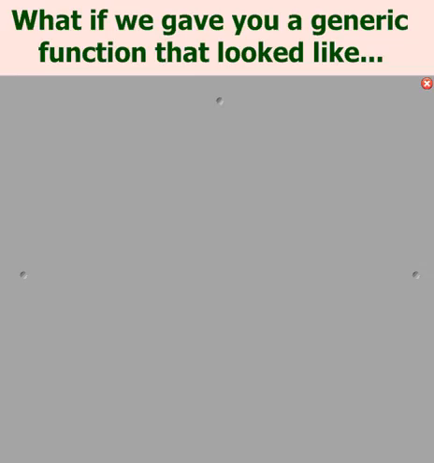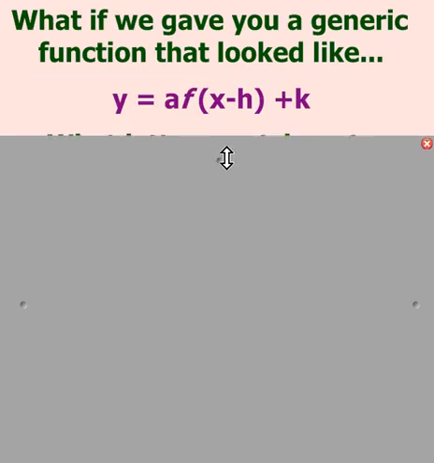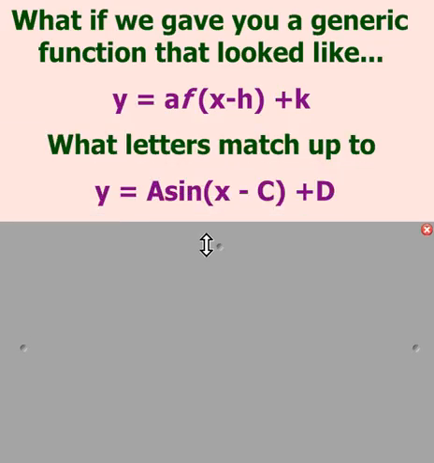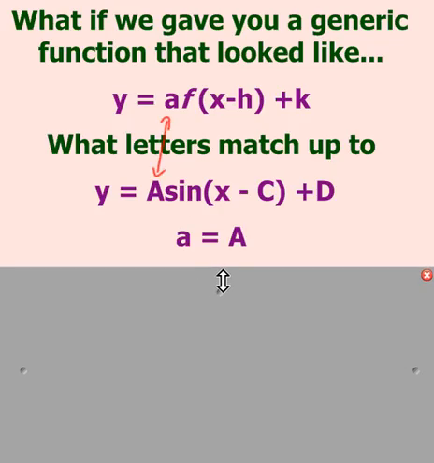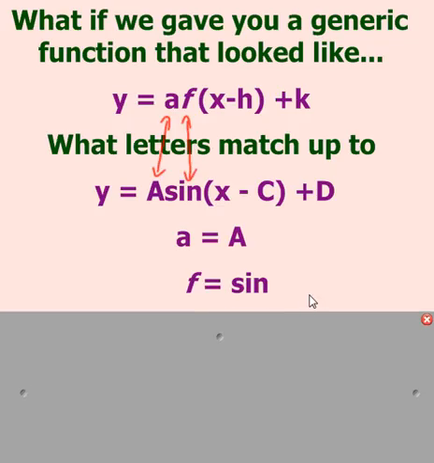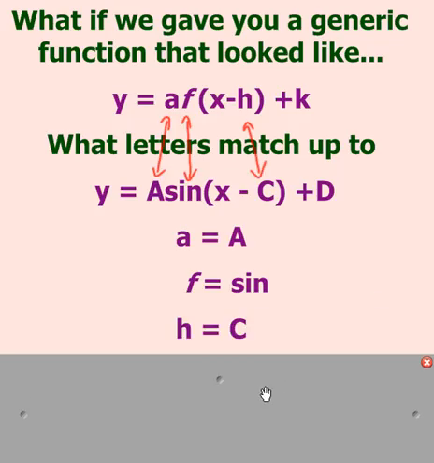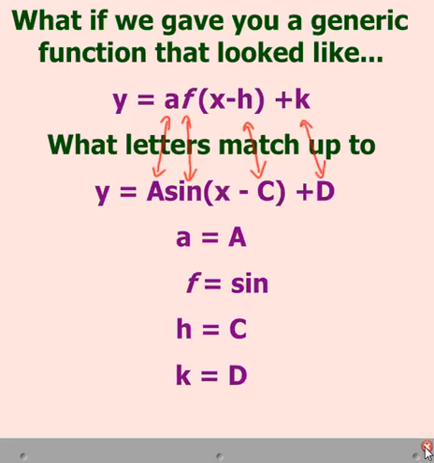So what if we gave you a generic function that looked like this? Y equals A times the function of x minus h plus k. What letters match up when we're doing y equals A times the sine of x plus c plus d? A and A match. Sine is our function. C and H both represent our horizontal shifts, and D and K both represent our vertical shifts.